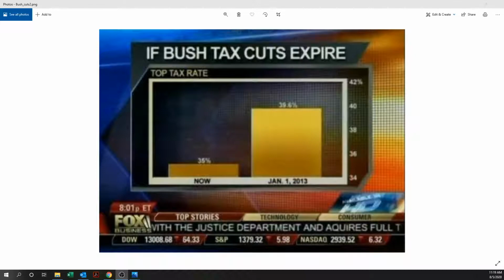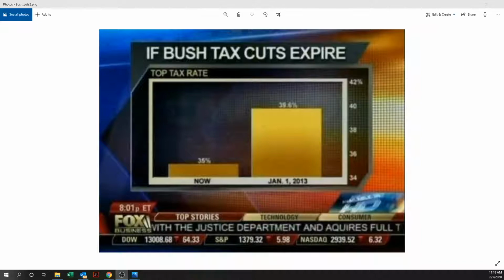So first, let's look at this diagram. You can see the title is "If Bush Tax Cut Expires." This is a screenshot I got from Fox News. On this chart, Fox News shows what would happen if the Bush tax cut expired. When you look at this chart, wow, that will generate a huge impact, right? It's a very, very big difference between now and January 1st, 2013. That would be huge changes.